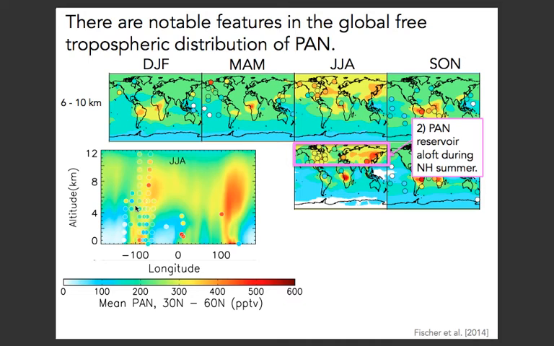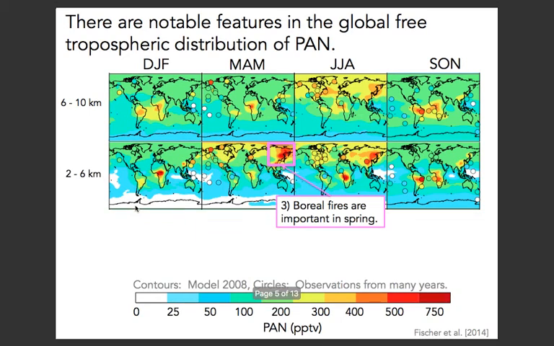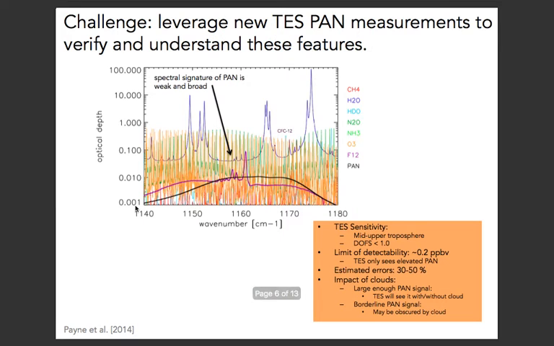So the third thing that's popped out in this old simulation is that there's a lot of PAN leaving Russia in springtime. And so the model tells me that boreal fires are important in spring. And so what I've been doing over the last couple of years is trying to figure out how to leverage new TES PAN measurements to both verify these things and understand what's contributing to these features. So are they real, and what contributes, and then whether the model gets that or not.